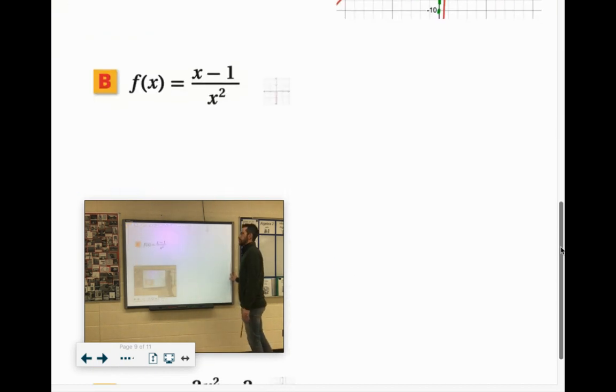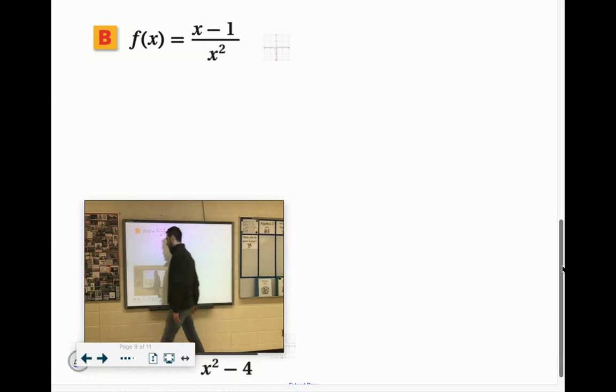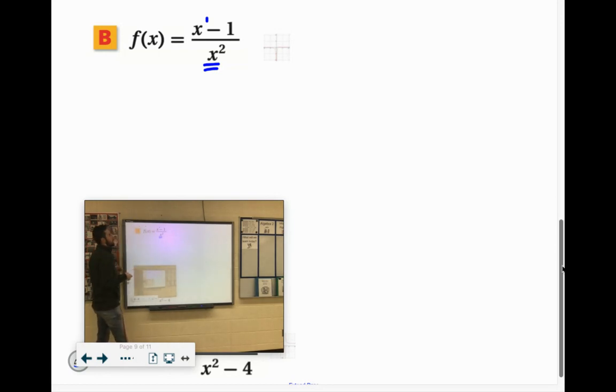Let's try another one. F of x equals x minus 1 over x squared. I'm going to have to sneeze here in a minute. But if you look, we have the first degree in the numerator. We have the second degree in the denominator. Now, when that happens, we are going to have a horizontal asymptote on this one, as well as the vertical asymptote. So our zeros, you look at the numerator, and it says x minus 1, so we're going to have a 0 at 1.